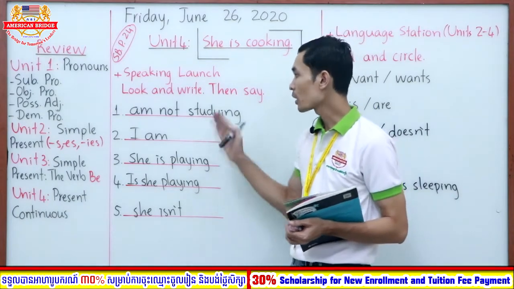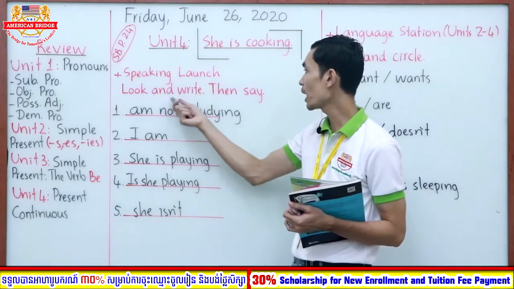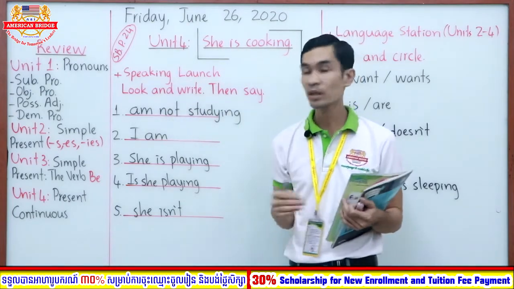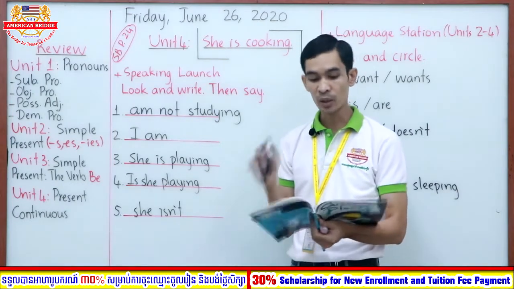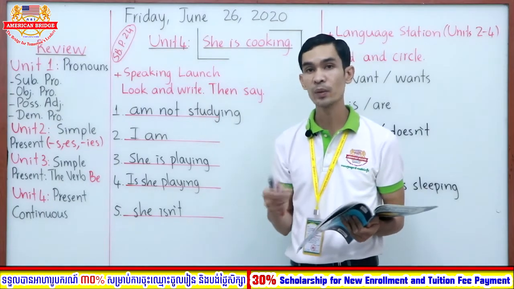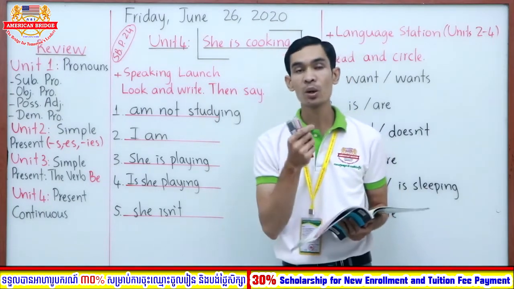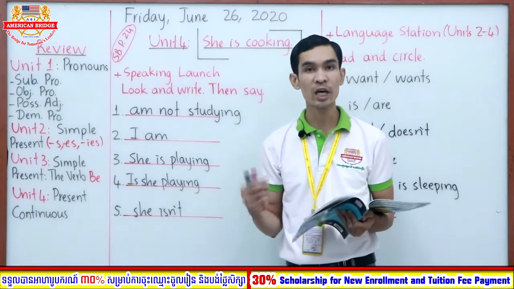After completing this, I would like you to, here you see, look and write, then say. I would like you to say all the forms, okay? Now I read all the forms for all of you again, and then it's your turn. You have to read all the forms and then record your sound and send it to the group, okay? Your teacher will check for you.